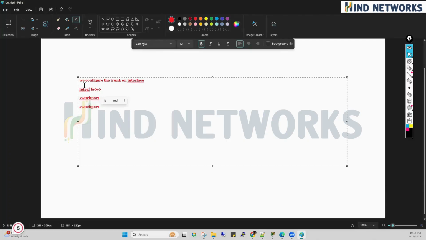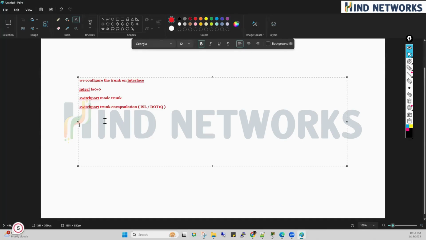Switch port trunk encapsulation, and after that you have a choice, either ISL or dot1q. Getting my point, everyone? Yes or no? Basically, that is the command by which you can configure the trunk.